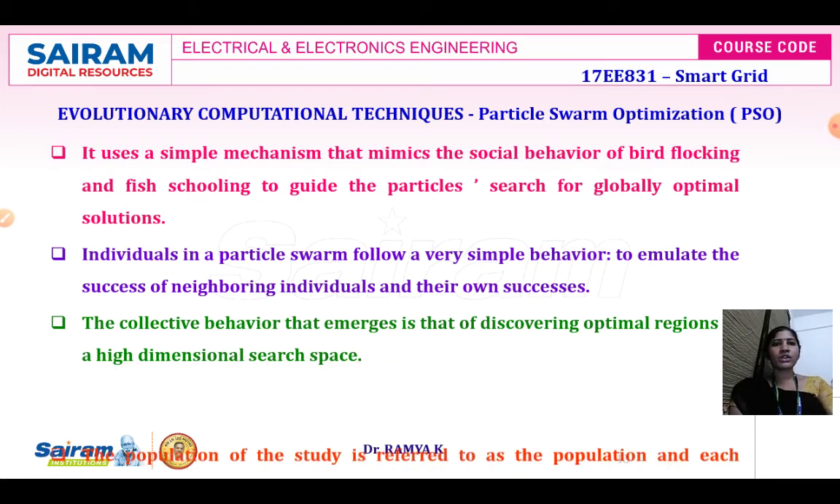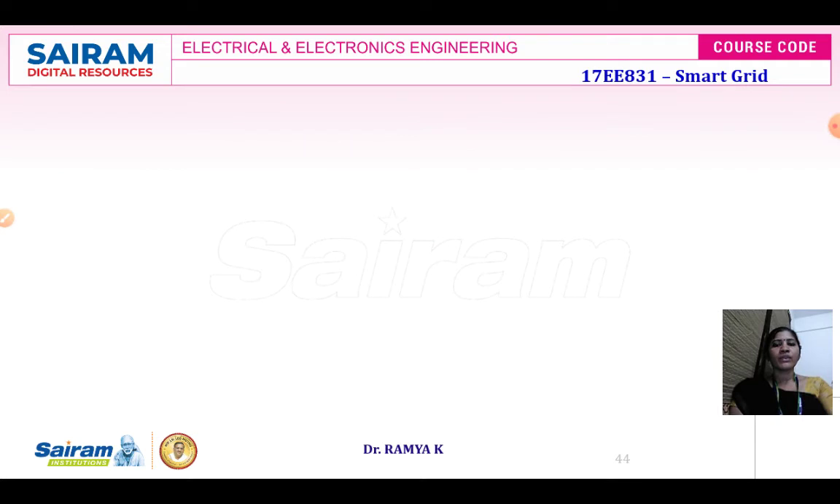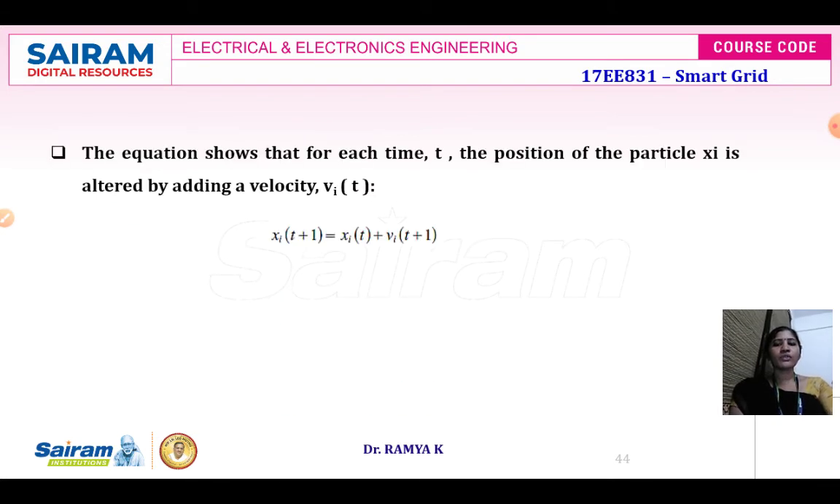Therefore, the population of the study is referred to as a population of each individual, in terms of your particle. If you write the equation in terms of velocity, you can write x_i(t+1) is equal to x_i(t) plus v_i(t+1). The velocity adjusts the particle. Here v_i(t+1) is going to be the velocity.